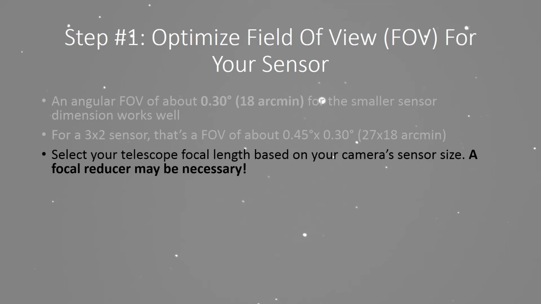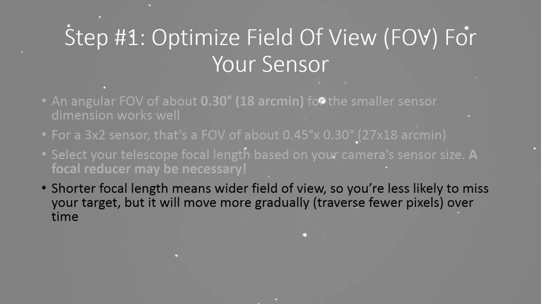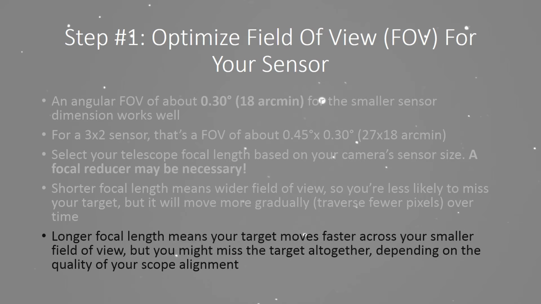A focal reducer may be necessary and very helpful to optimize your field of view. Shorter focal length means wider field of view, so you're less likely to miss your target asteroid, but the asteroid will move more gradually and traverse fewer pixels over time. A longer focal length means your target moves faster across the smaller field of view, but you might miss the target altogether, especially if the quality of your scope alignment is not optimal.